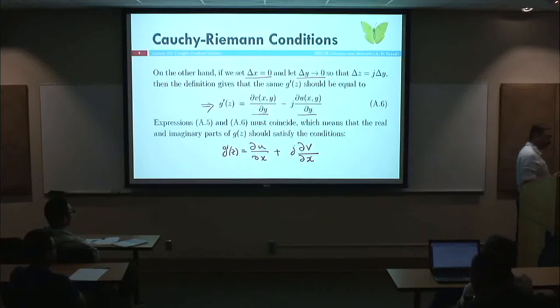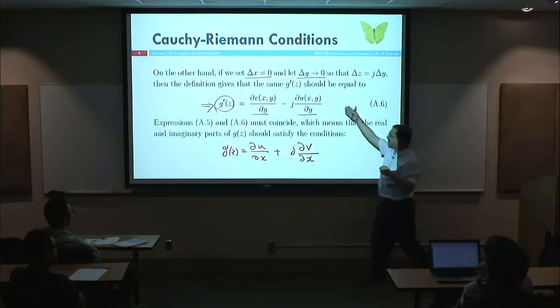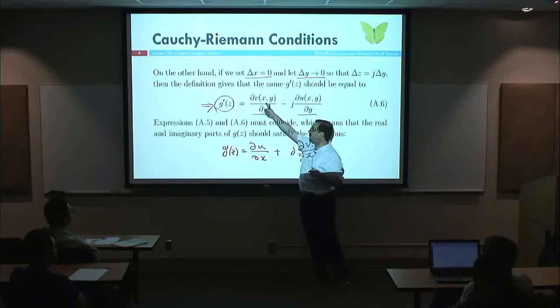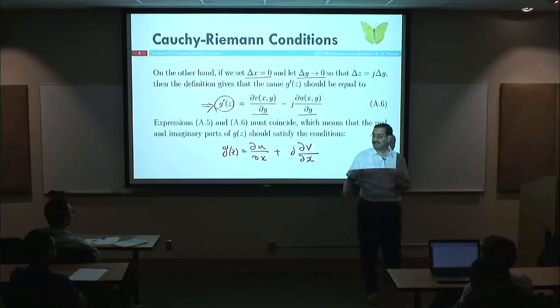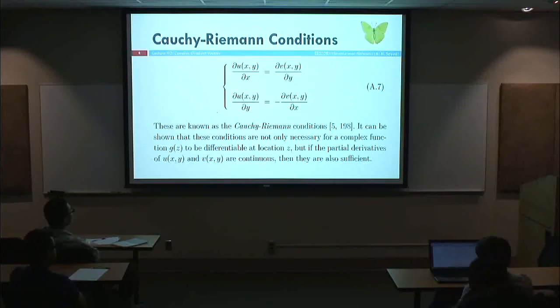They have to agree. If this function is to be differentiable at z, in which case we would say it's analytic at z, then this expression has to agree with this expression, which means the partial derivative of v relative to y has to agree with the partial derivative of u relative to x, right? And the same thing here. So these two conditions together constitute what's called the Cauchy-Riemann conditions. Okay, so for the complex derivative to exist, your function has to satisfy these two conditions.